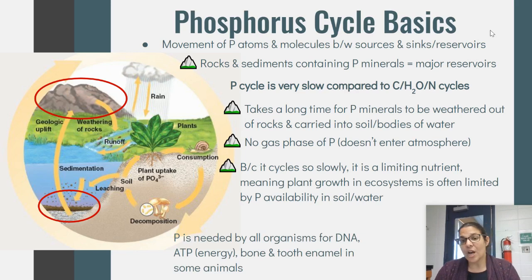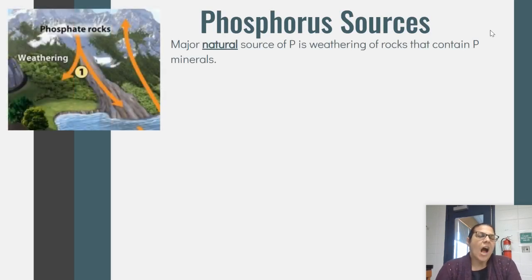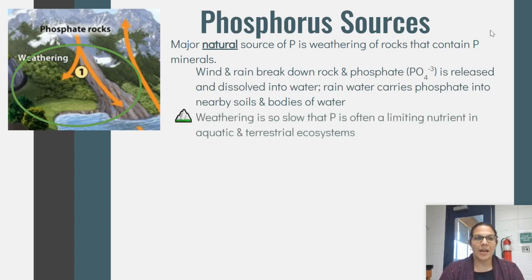So phosphorus, though, is needed by all organisms for DNA, ATP, bone and tooth enamel in some animals. Different sources: this is rocks, weathering of rocks that contain phosphorus. Your wind and your rain break down, and it gets dissolved into water.